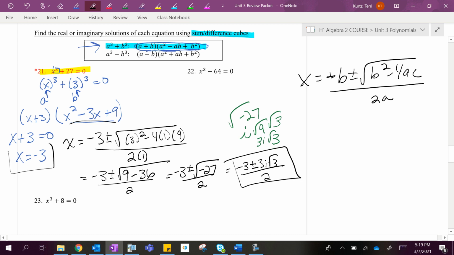So again, I was looking for 3 roots. This is 1. And then this plus or minus on my quadratic formula solution gives me the other 2. Okay? So again, work these next 2 out. And remember, the key piece here is rewriting it as to what is being cubed. So what is being cubed with a 64 and what is being cubed with an 8.